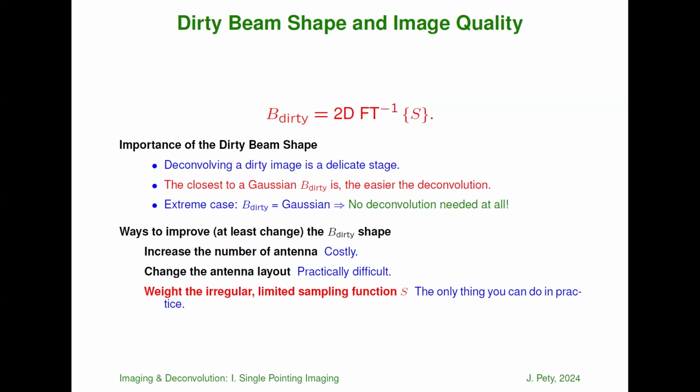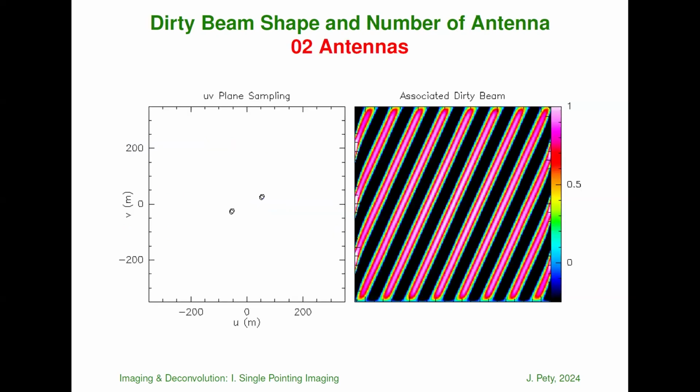So fortunately, let's assume that you get some observation time at NOEMA, and coming back, there is still something you can do when you're producing your image in order to change the dirty beam. And the way to do this is to weight the sampling function. Before going to the weighting of the sampling function, let's take an example.